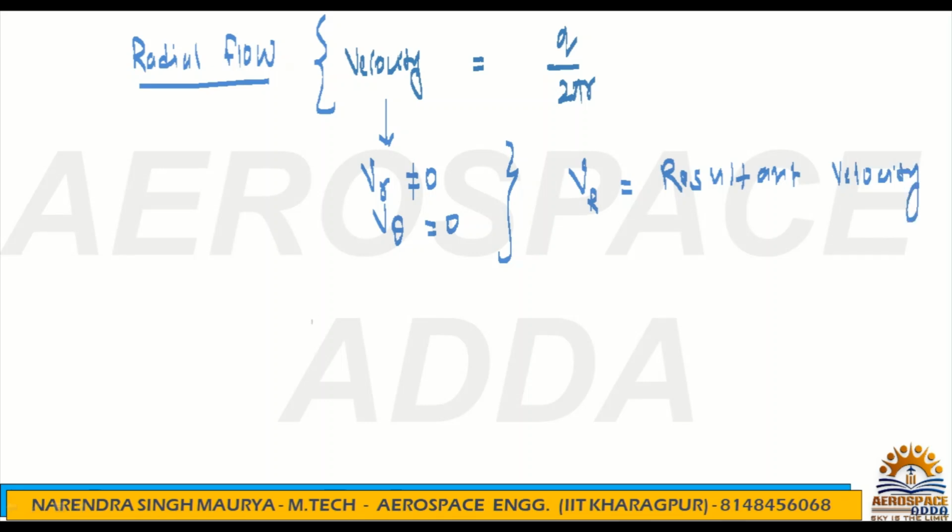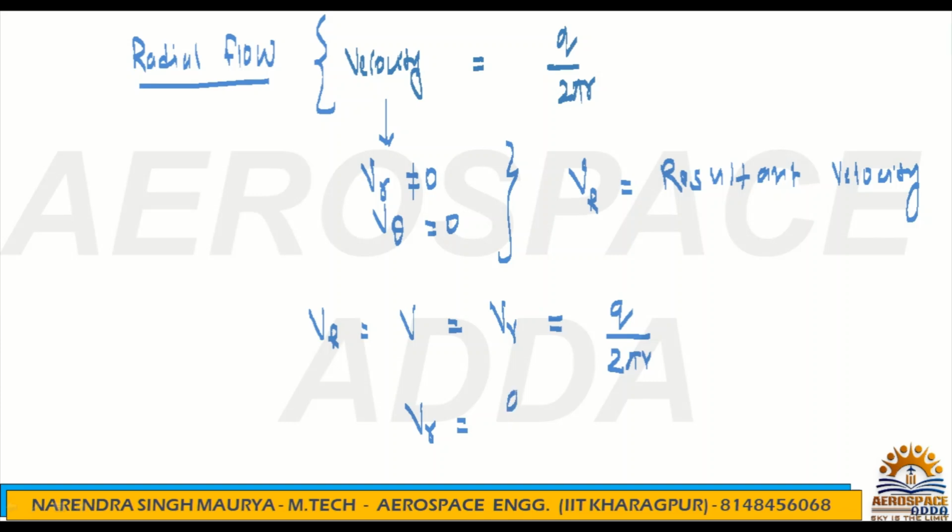Resultant velocity. What is the Vr? I can write this Vr is nothing but v, and this v is nothing but Vr, because v theta is 0. What is the Vr here? See, what is the Vr now? You can check by your own. The Vr is nothing but Q upon 2 pi r. This is a very important result.